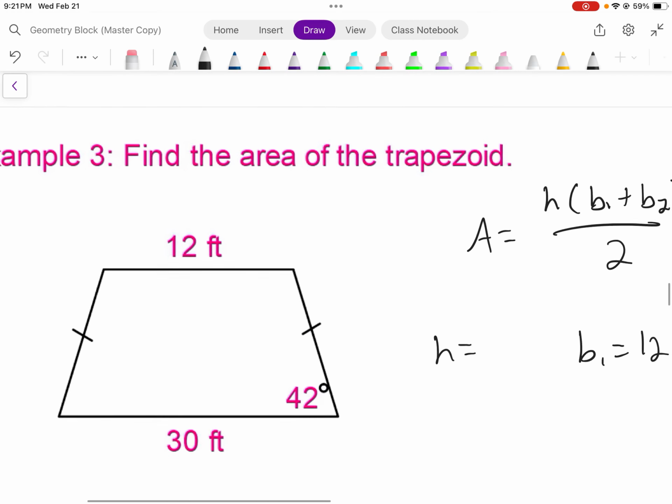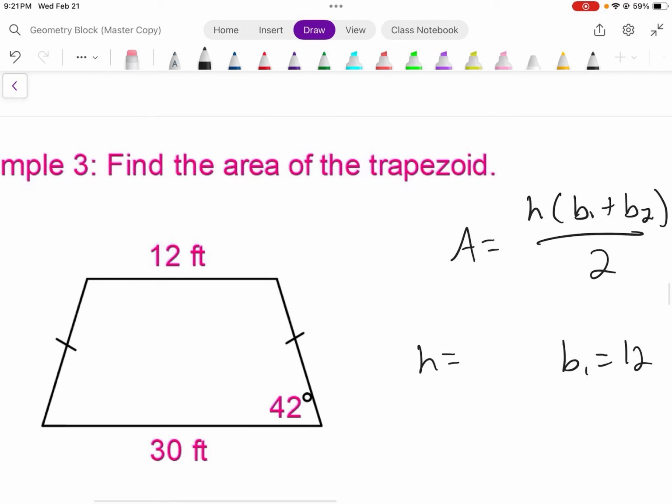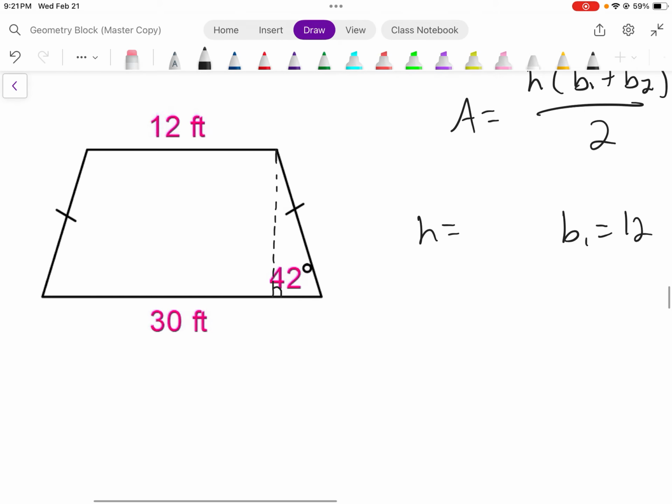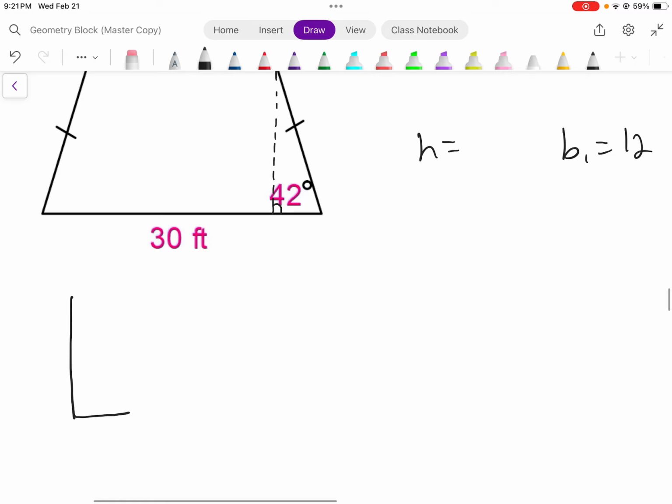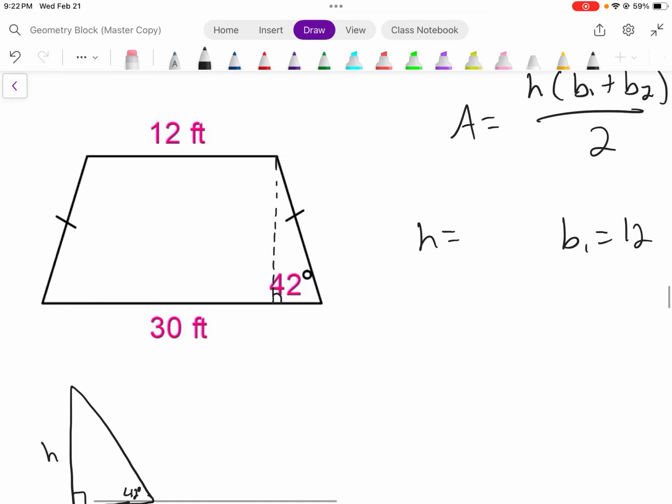Now, height we always said was the perpendicular distance. So if it's perpendicular, guess what I have just formed by drawing that altitude? A right triangle. Guess what unit we had just completed? Trig. So what I'm going to do is draw that triangle out separately. I know I have a right triangle with this 42-degree angle. I need to find this height.